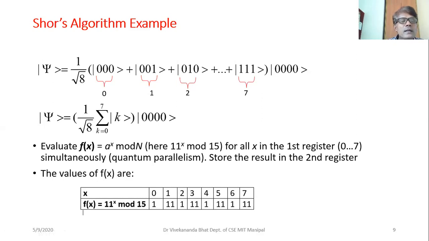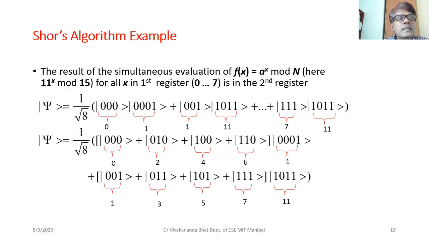The values of x, f of x are: when x equals 0, f of x is equal to 1. When x equals 1, f of x is 11, etc. So this gives the values for all values of x in the first register, that is 0 to 7. The result of the simultaneous evaluation of f of x, here 11 to the power of x mod 15, for all x in the first register, is in the second register.